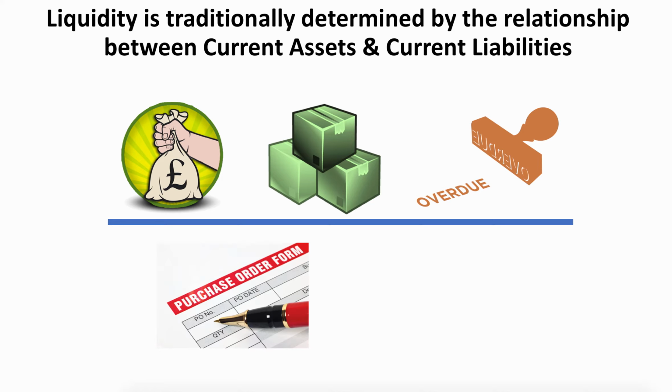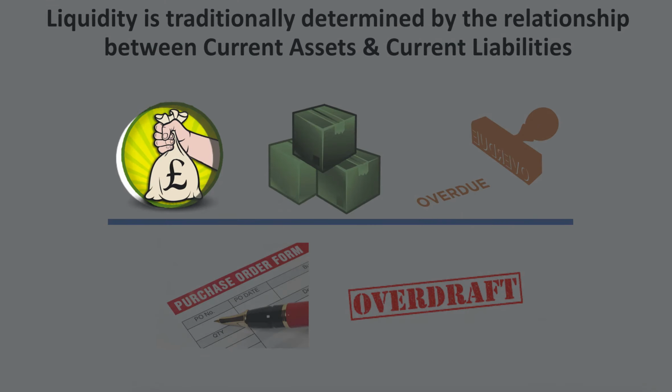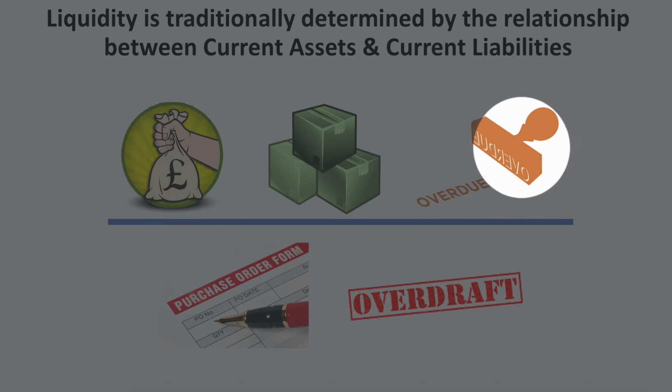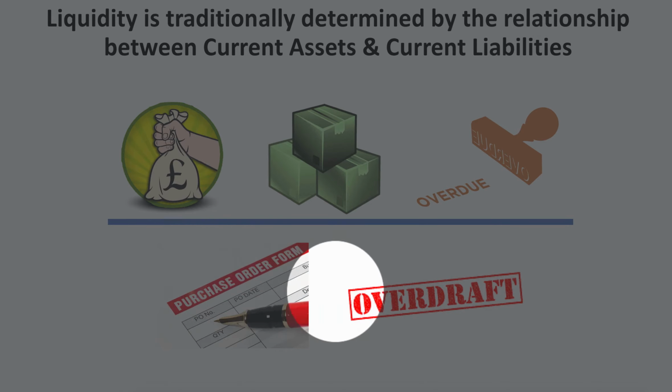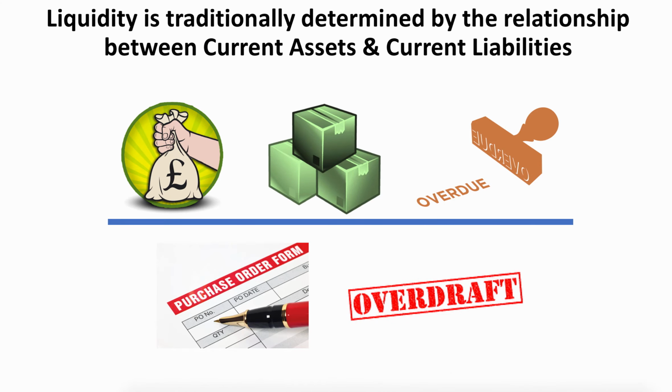And essentially, the two most common current liabilities are, firstly, amounts owed to suppliers, so-called trade payables, and also if we owe money to the bank, if we have a negative bank balance, a bank overdraft. And what liquidity ratios do is consider the relationship between the total of cash, inventories, and receivables added together, dividing them by the total current liabilities, in particular trade payables plus the bank overdraft.